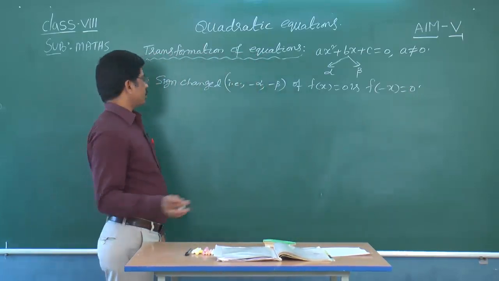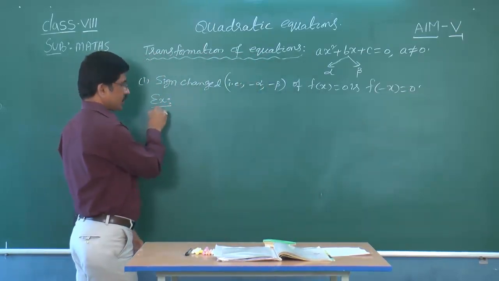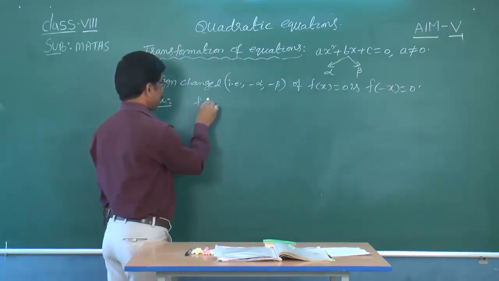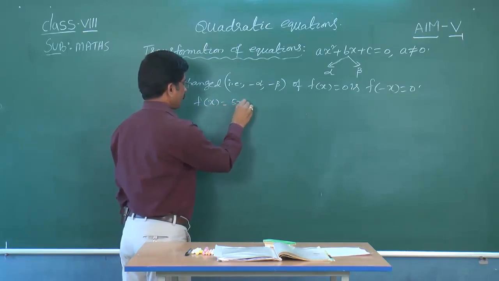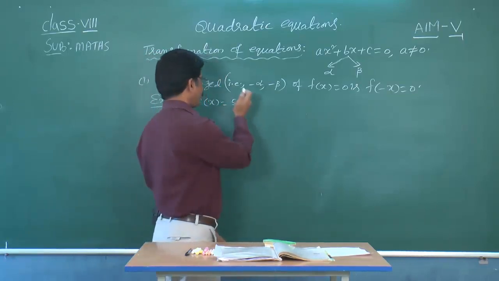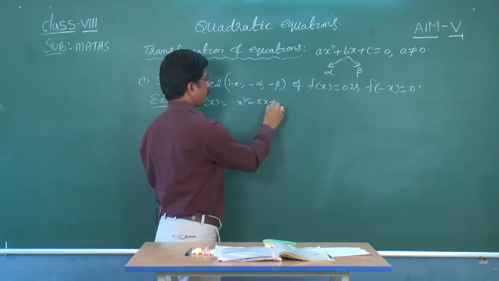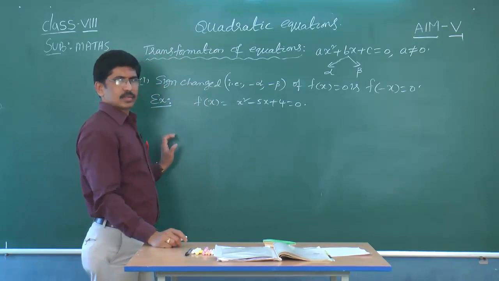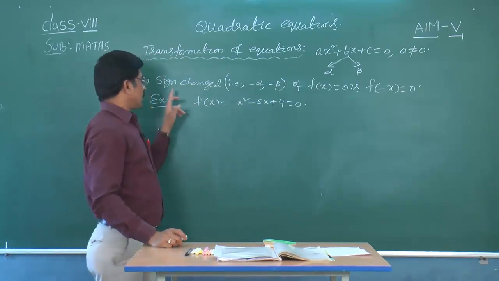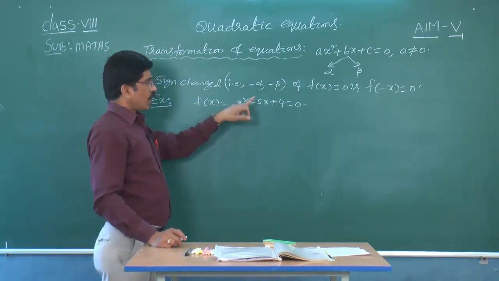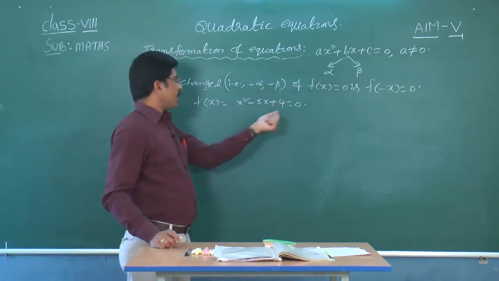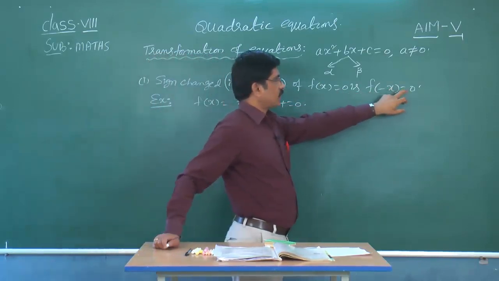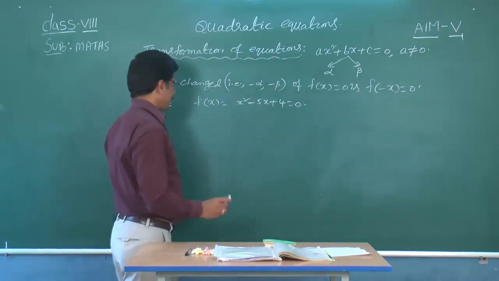See one example. 5x square minus 5x plus 4 is equal to 0. It has two roots, alpha and beta, but those two roots alpha and beta we are taking with signs interchanged. To get the required equation, f of minus x is equal to 0.